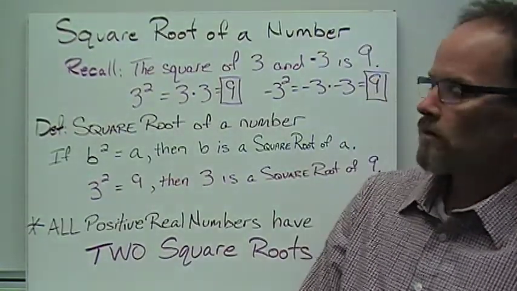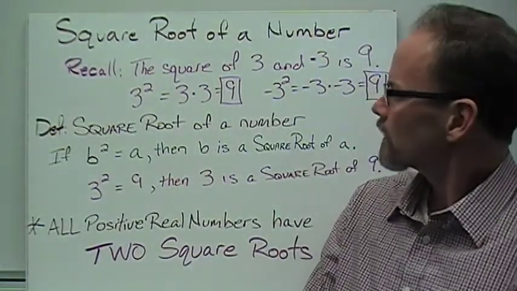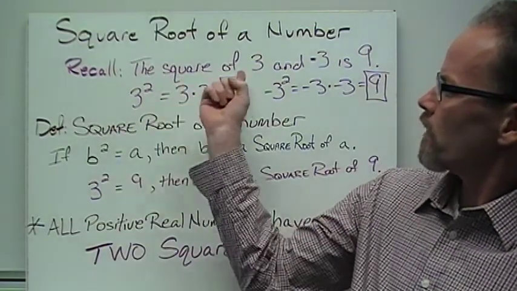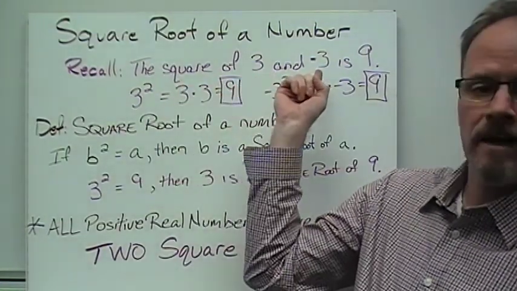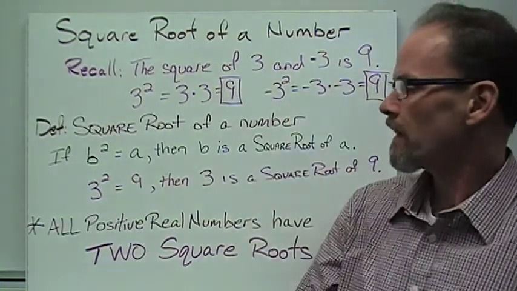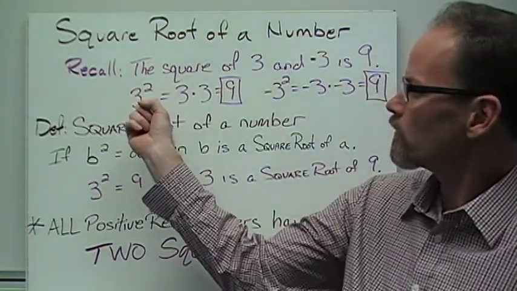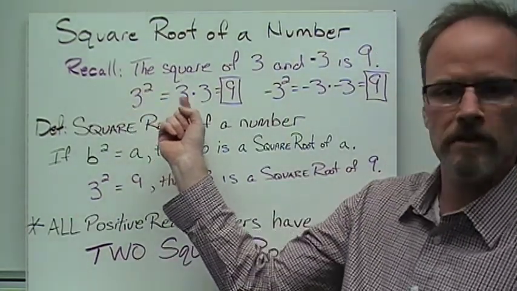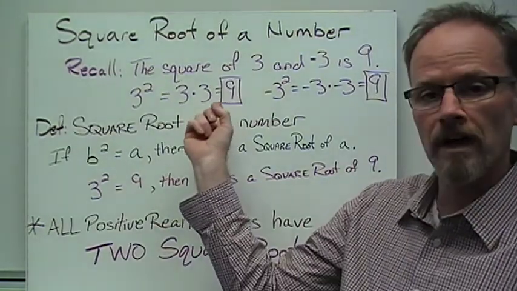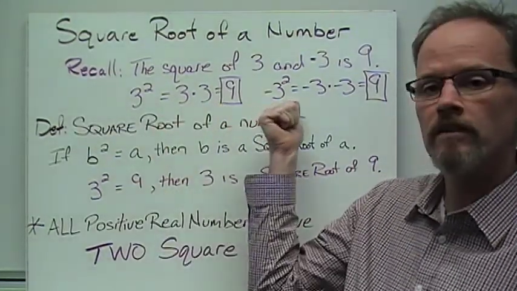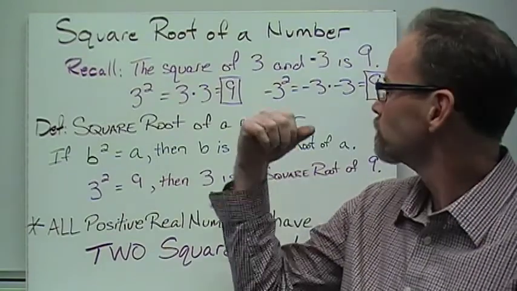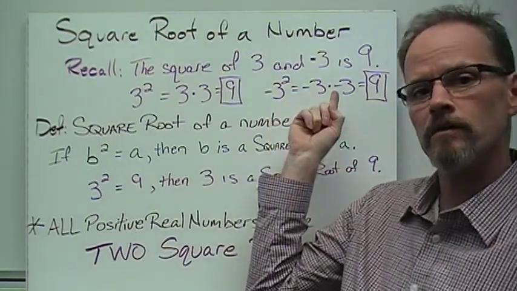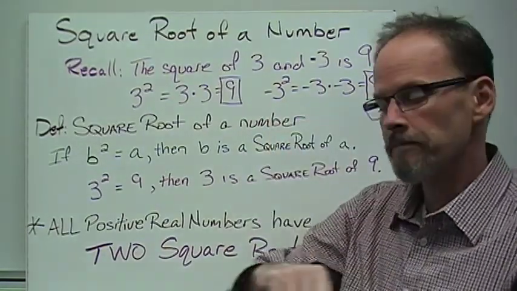Okay, square root of a number. Recall that the square of 3 and negative 3 is 9. This is how we know that. 3 squared is the same as 3 times 3, which equals 9, or negative 3 squared, negative 3 times negative 3, also equals 9.